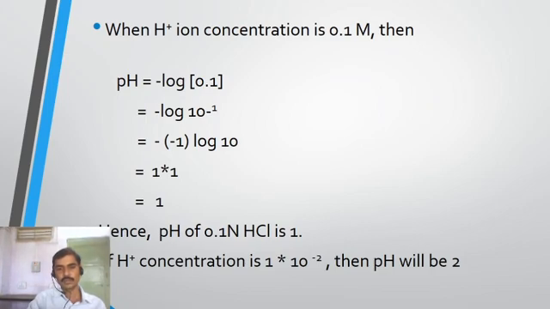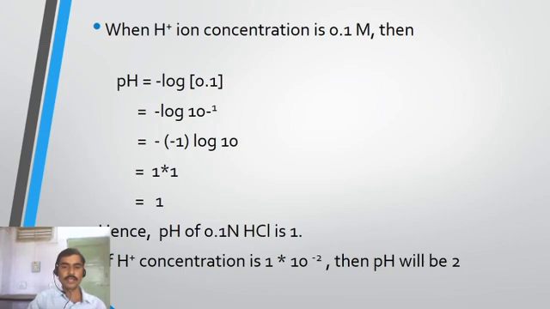We get the equation minus into bracket minus 1, log 10. Minus minus plus, that is plus 1 into log 10, which is 1. Therefore, 1 into 1 is 1. Hence, the pH of 0.1 normal HCl is 1.